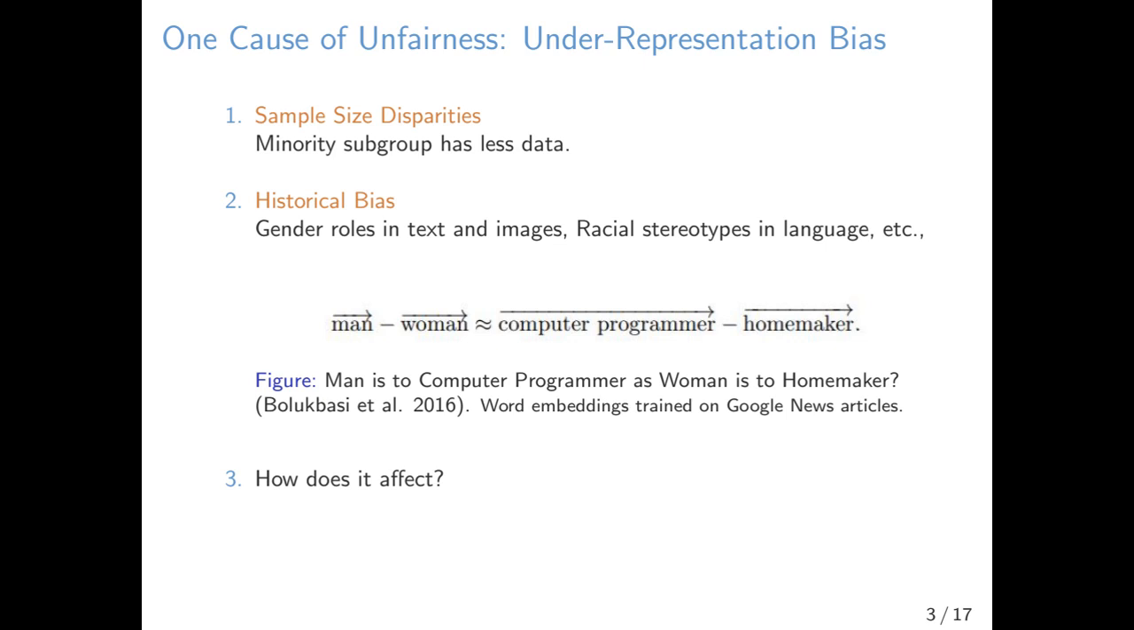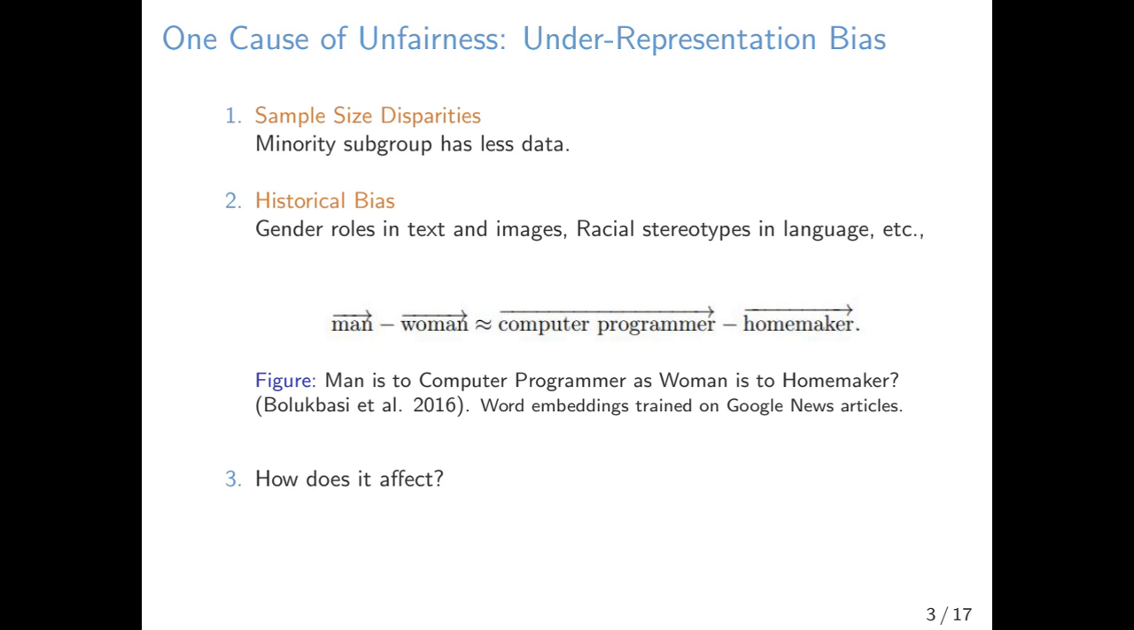Generally speaking, AI models are not deliberately built to be unfair, and sometimes even if the model itself is innocent, the data might not be, such that the bias sneaks in without noticing. One source of unfairness could be the underrepresentation bias. It comes from the sample size disparity directly. We know that if we are given a large dataset, we will be able to make better predictions with fewer errors, but the minority subgroup normally has less data.